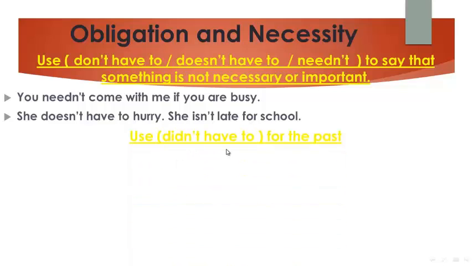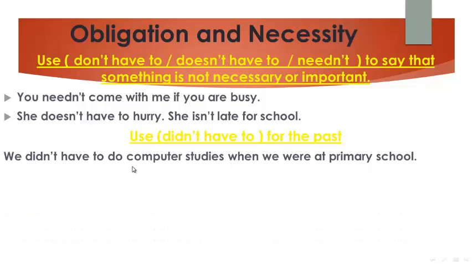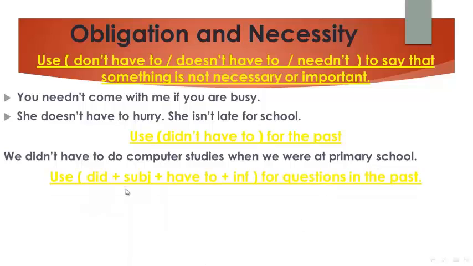We use didn't have to for the past. We didn't have to do computer studies when we were at primary school. It wasn't very important for us. Here we use did plus subject for questions. Did you have to study English when you were in grade 4, for example, to ask about something in the past?